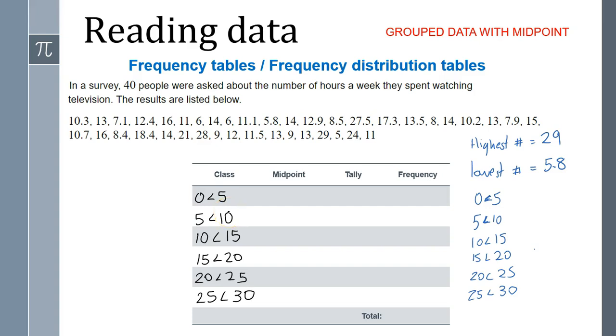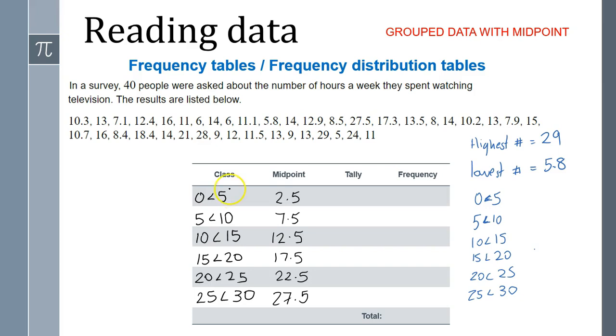Okay, so we can see a couple of other things here: midpoint, tally, and frequency. We've seen tally and frequency in the last slide. Midpoint is new. Midpoint is halfway in the middle of the class. So in this case, the midpoint would be 2.5. For this one, it would be 7.5, 12.5, 17.5, 22.5, and 27.5.